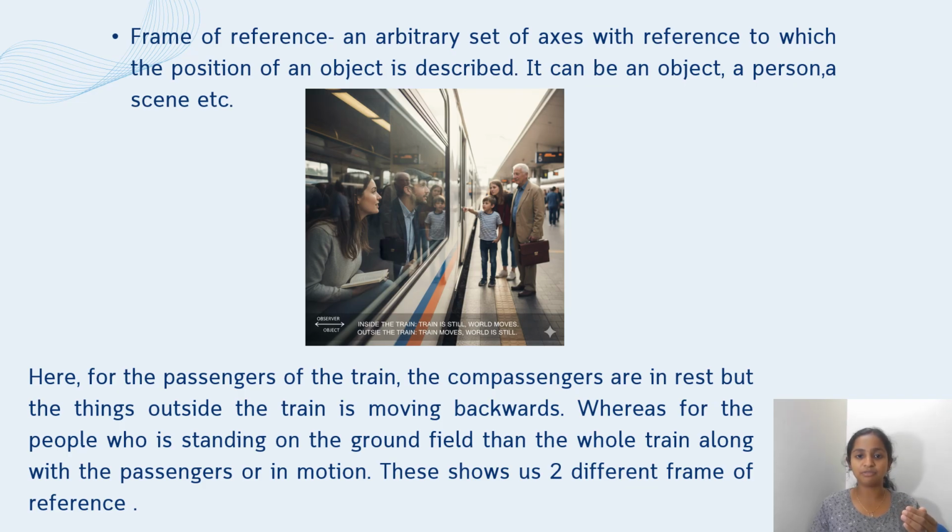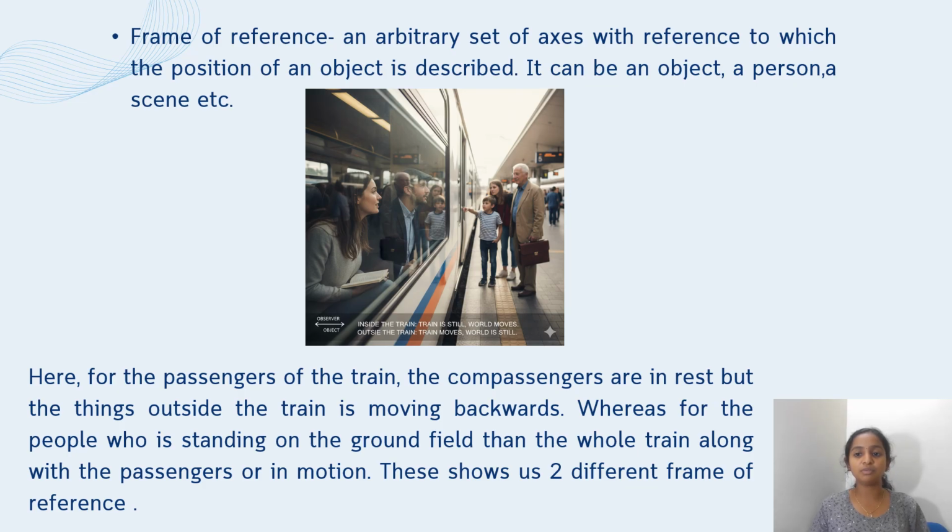That is their frame of reference. So the co-passengers are at rest and the things outside are moving backward. But what about the people standing outside the train? Yes, for them, the train along with the passengers is moving. So that is two frames of reference. Hope the topic is clear.